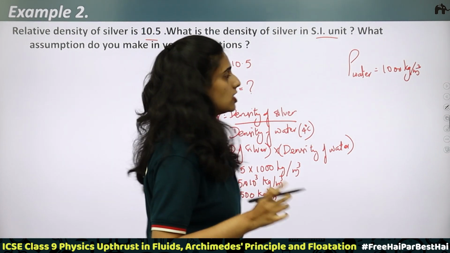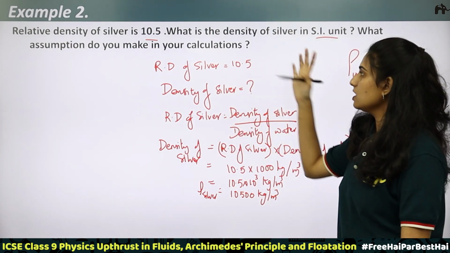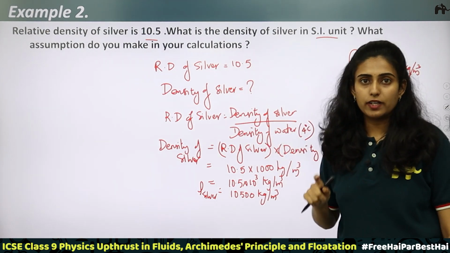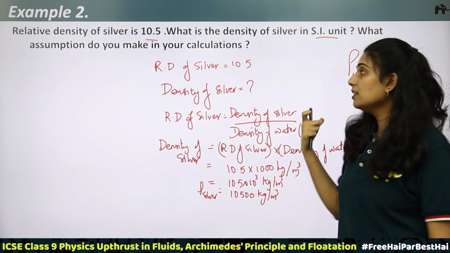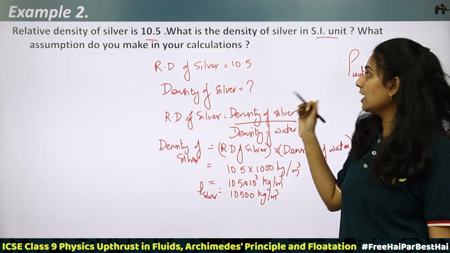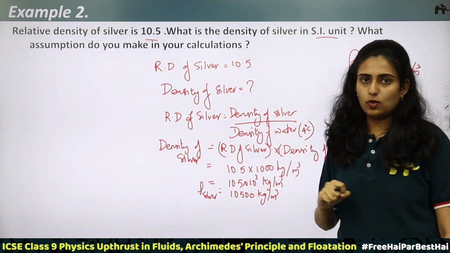Now, the second part of the question: what assumption do you make in your calculation? Here in this question it is not given that the density of water is 1000 kilogram per meter cube. We have taken the density of water to be equal to 1000 kilogram per meter cube. This is a known value. So, the assumption made is that we are taking the density of water equal to 1000 kilogram per meter cube.